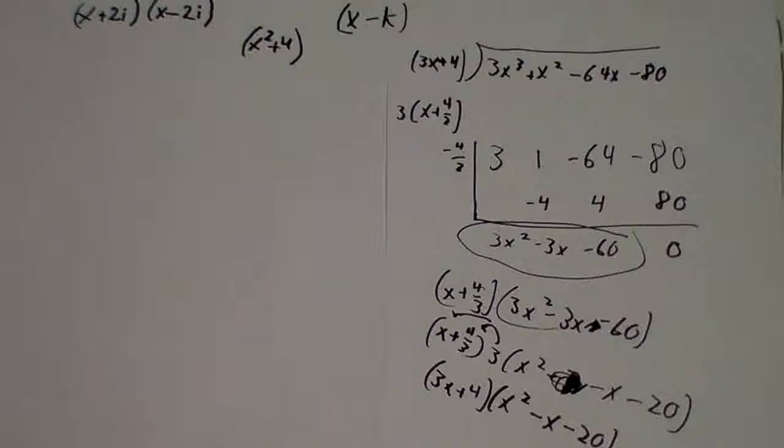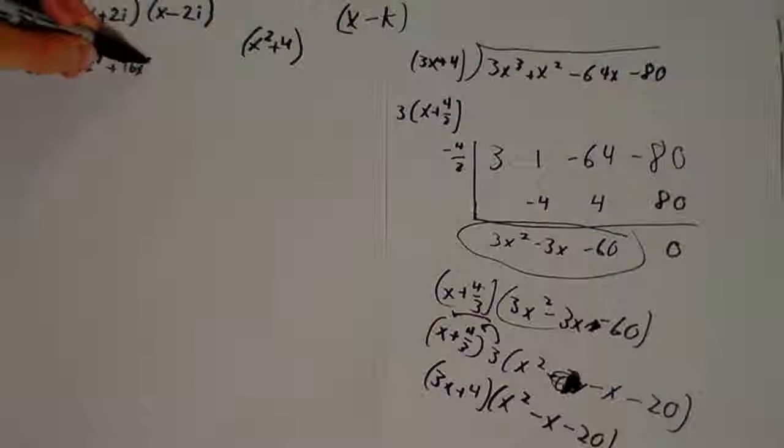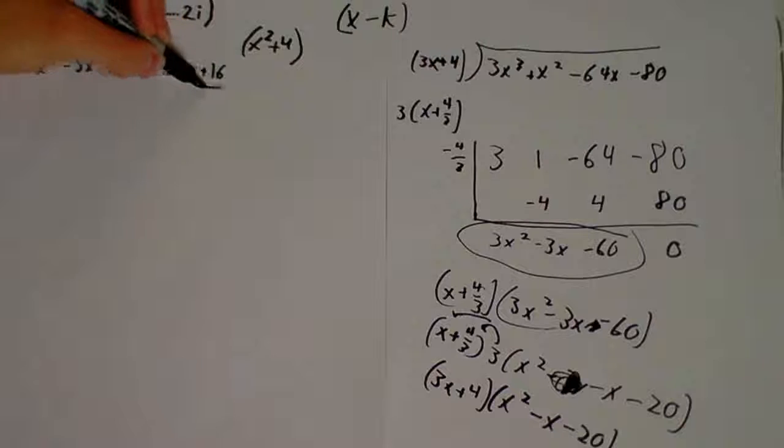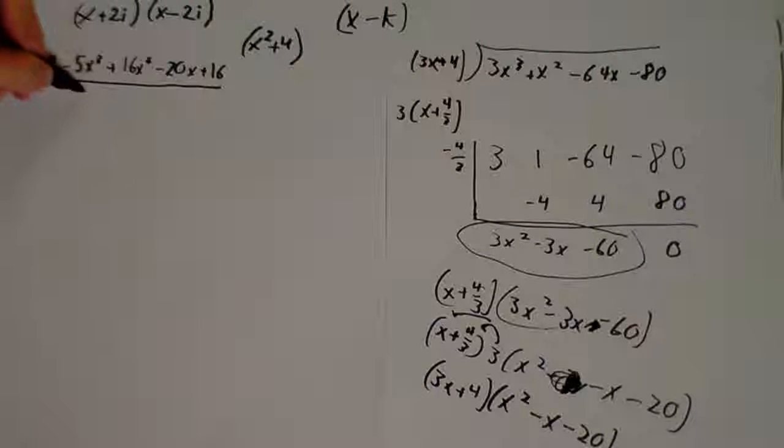Now let's say we want to divide this polynomial, 3x to the 4th minus 5x to the 3rd plus 16x squared minus 20x plus 16, by x squared plus 4. Well, what we can do is rewrite this and divide it first by x minus 2i and then divide it by x plus 2i.